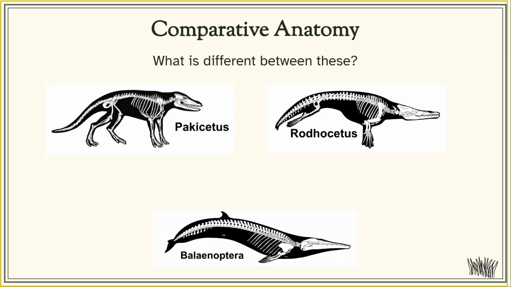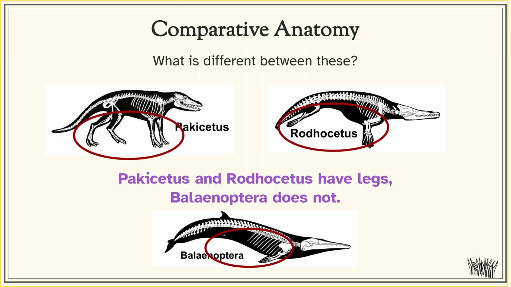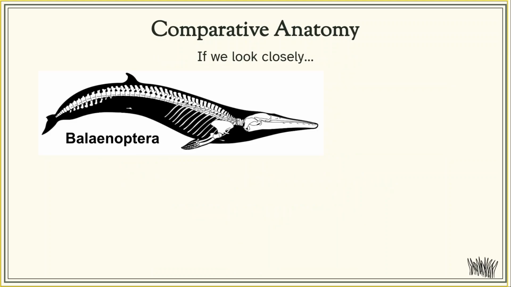So if we remember about the whale lab, we had our Pakicetus, our Rhodocetus, and our Balænoptera. What is different from these? You guys should notice the Balænoptera doesn't have legs. The Pakicetus and the Rhodocetus do. So the Pakicetus and the Rhodocetus have legs. The Balænoptera does not. But if we look really closely at the Balænoptera, which is the normal whale, right?